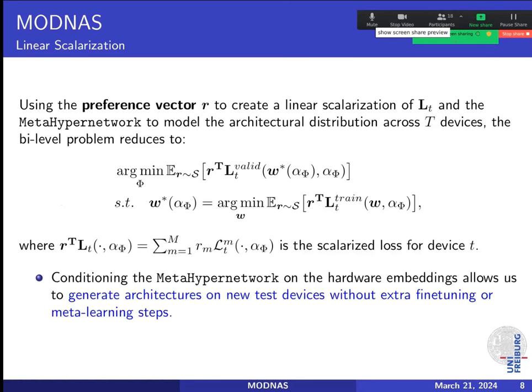And what this means is that conditioning the meta hypernet on the hardware embeddings allows us to generate architectures in a zero-shot manner on a new test device, without an extra fine-tuning or meta-learning step. So after we do all the search by minimizing the expectation over scalarizations and conditioning the meta hypernet on the device type, then at test time we can just give a new hardware device embedding plus one scalarization of our choice, and it will generate an architecture.